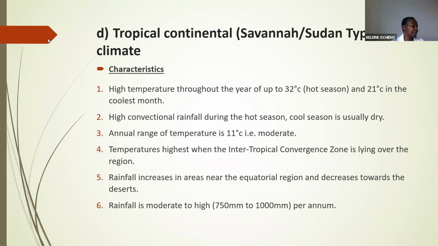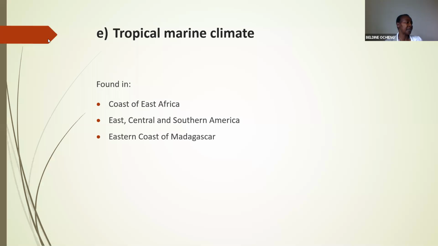Rainfall increases in areas near the equator and decreases towards the deserts. Increases towards the interior, towards the deserts. Rainfall is moderate to high, 750 to 1,000 millimeters per annum. That is moderate to high.